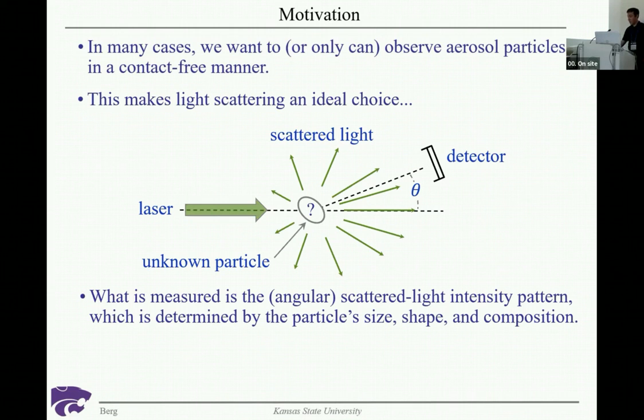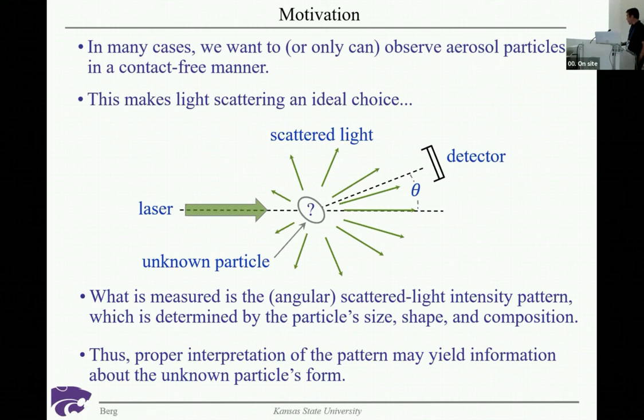And the basic idea of light scattering, of course, is you have some unknown particle and you illuminate it with a laser beam. And then you can take a detector and scan around an angle, collect a light scattering pattern. And then if you somehow properly interpret this pattern, the idea is you can extract things you'd like to know, such as size, shape, composition.